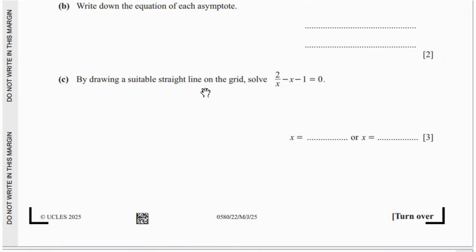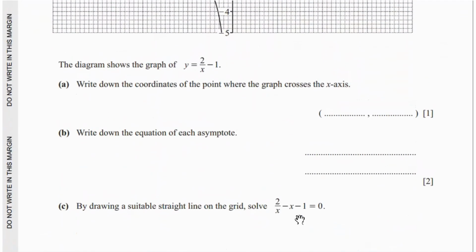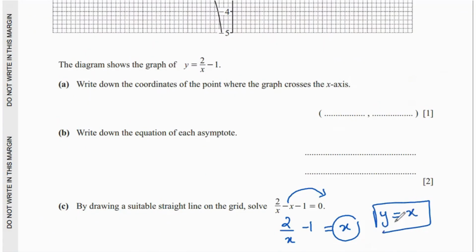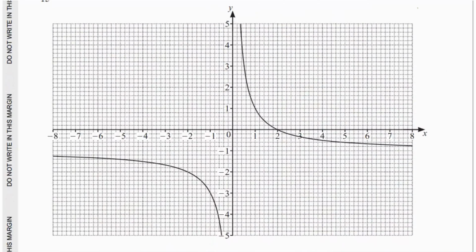By drawing a suitable straight line on the grid, solve 2 over x minus 1 equals 0. So originally the equation is 2 over x minus 1. There's a negative x that's extra, which means if we move that to the other side, 2 over x minus 1 equals x, we need to draw the y equals x line. So we draw the y equals x line. This is your y equals x line.